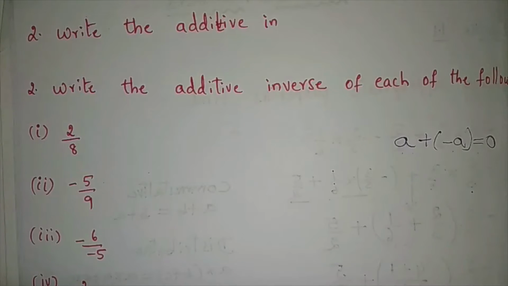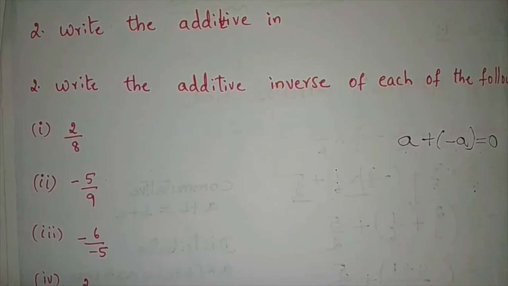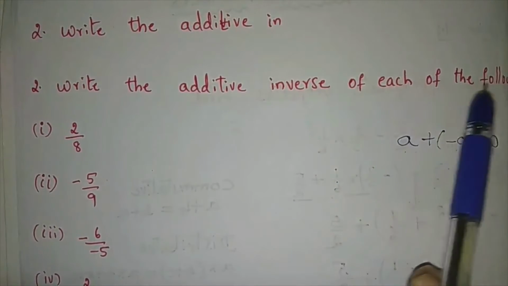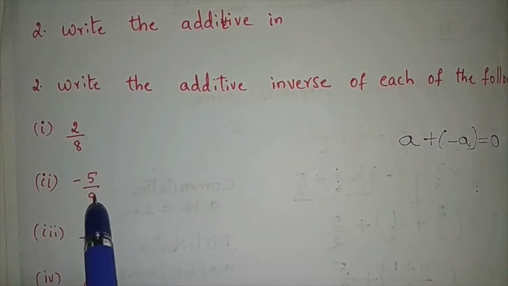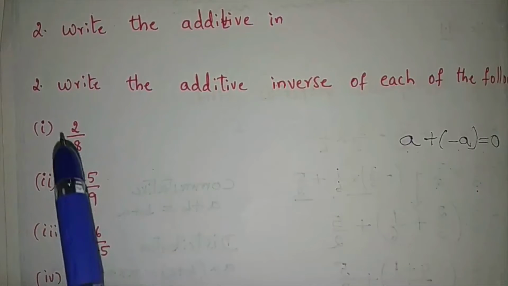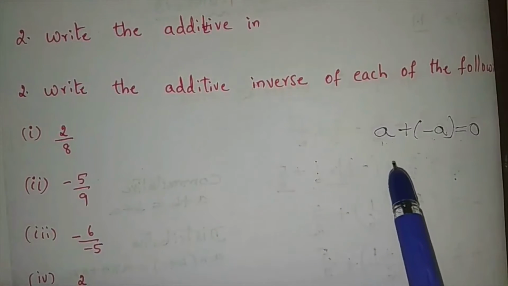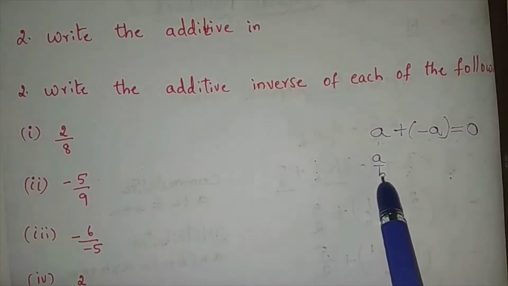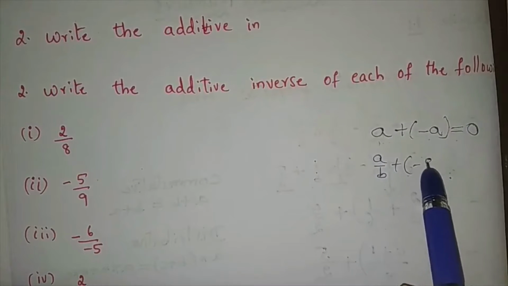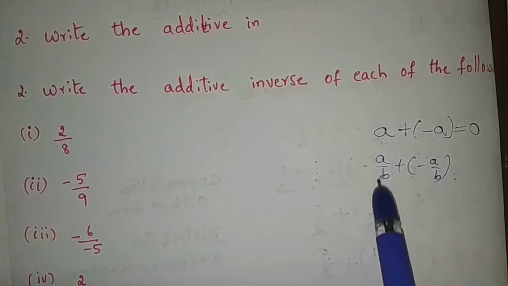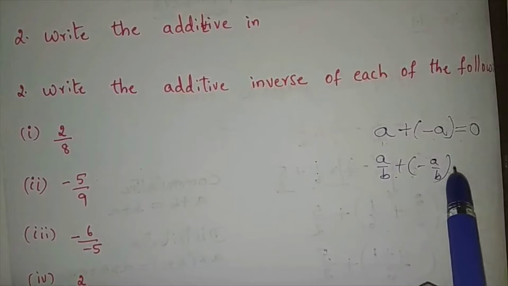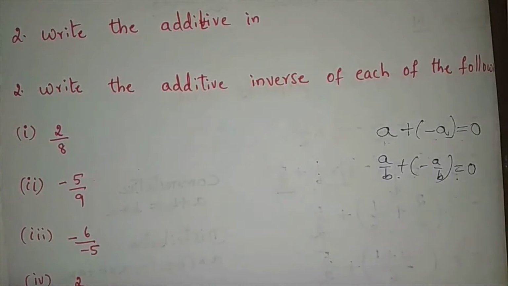Today we will discuss the second question of exercise 1.1 of rational numbers from the class 8 CBSE textbook. Our second question is: write the additive inverse of each of the following. Here we are given a few rational numbers and we have to write the additive inverse of each of them. For any rational number a by b, we have minus a by b such that a by b plus minus a by b is equal to 0.